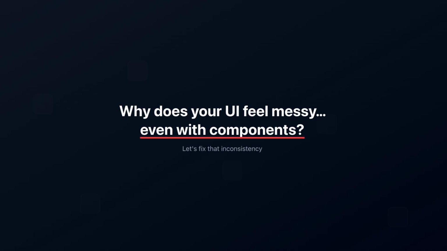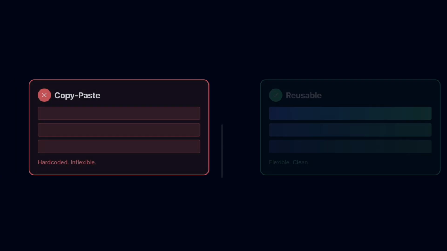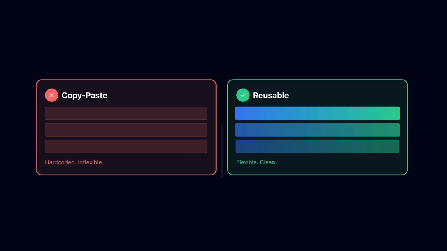Ever noticed how your app uses components but still feels inconsistent? Buttons look different, spacing changes, and every screen feels custom built. Today, let's fix that. Reusable doesn't mean copying the same button everywhere. Reusable means a component adapts to context without rewriting it.